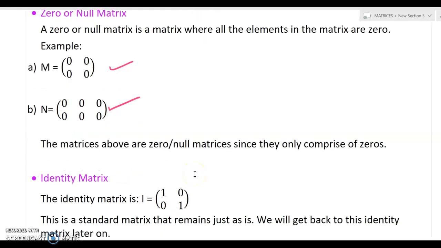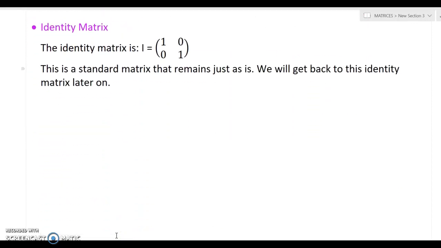And then the last type we're looking at is an identity matrix. Now, the identity matrix, we call it I. And if you look carefully, the first diagonal, meaning here, right? The first diagonal are ones, and the second diagonal is zeros. This is a standard matrix, doesn't change. So 1, 0, 0, 1, that is the identity matrix. The first diagonal is 1, and the second diagonal is zeros, right? So it's something to remember, and we'll look at it later on. We'll refer to the identity matrix later on.